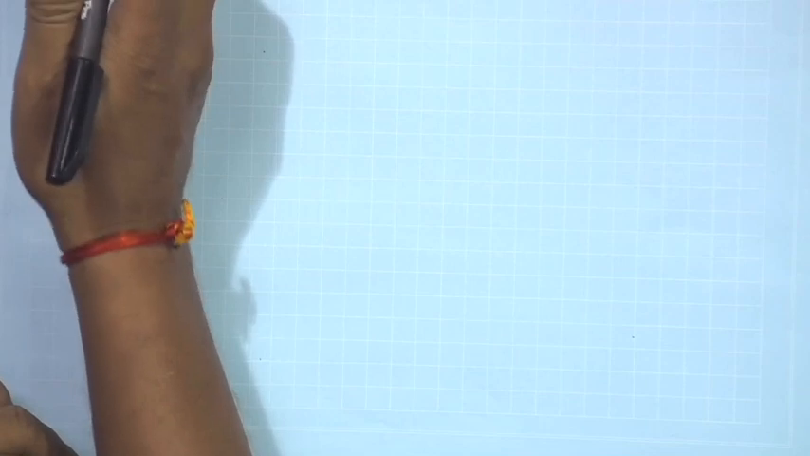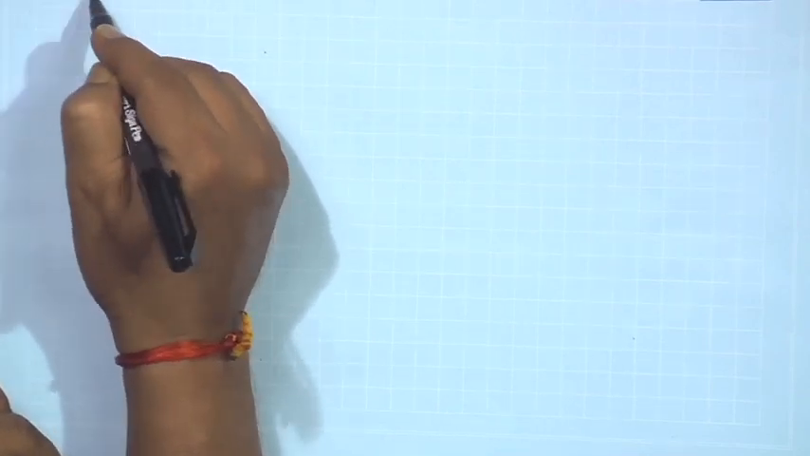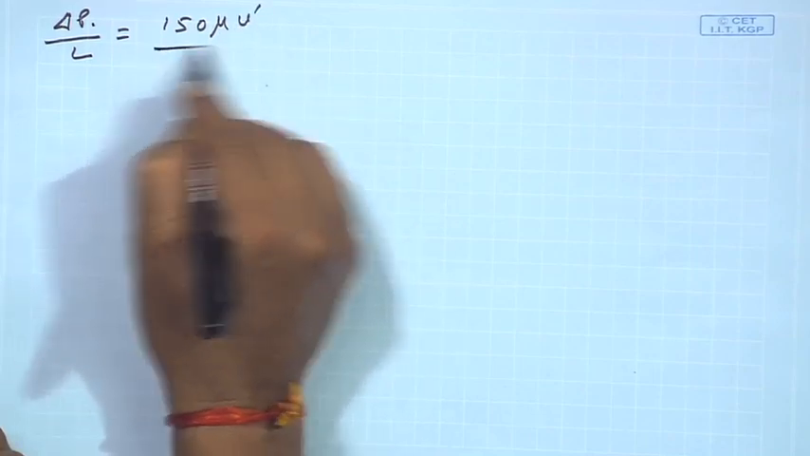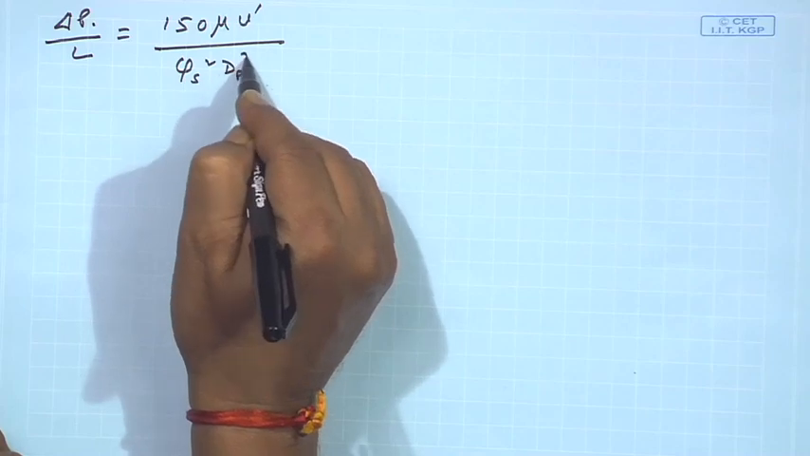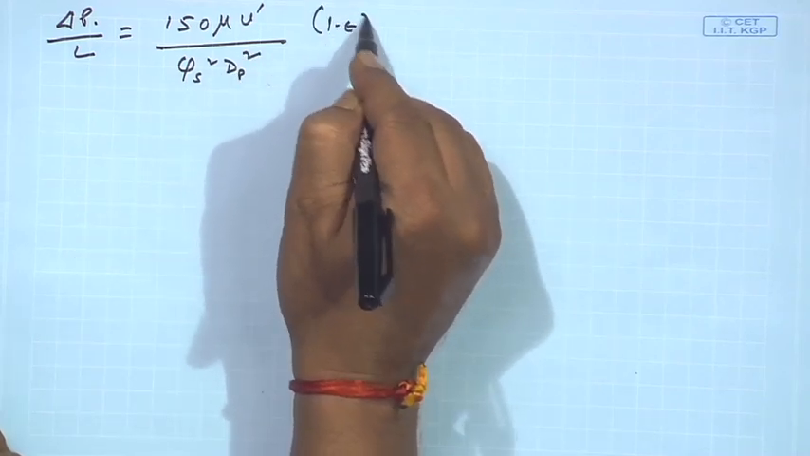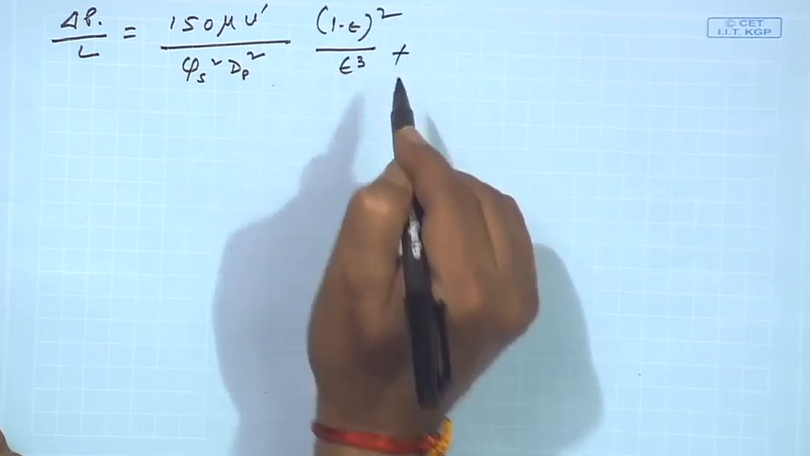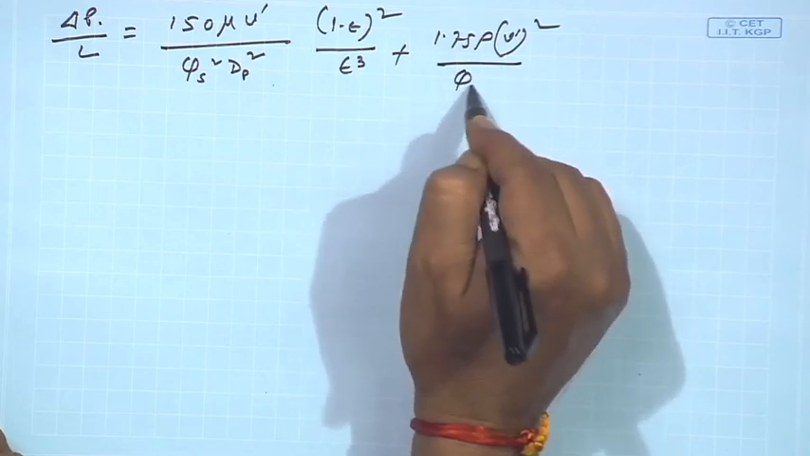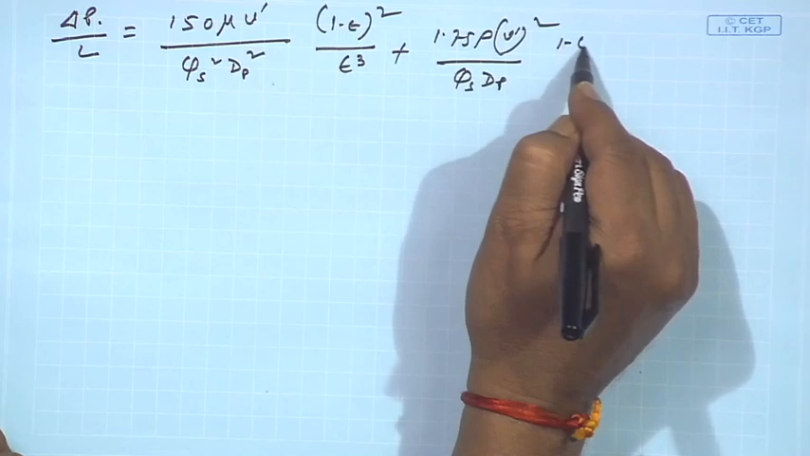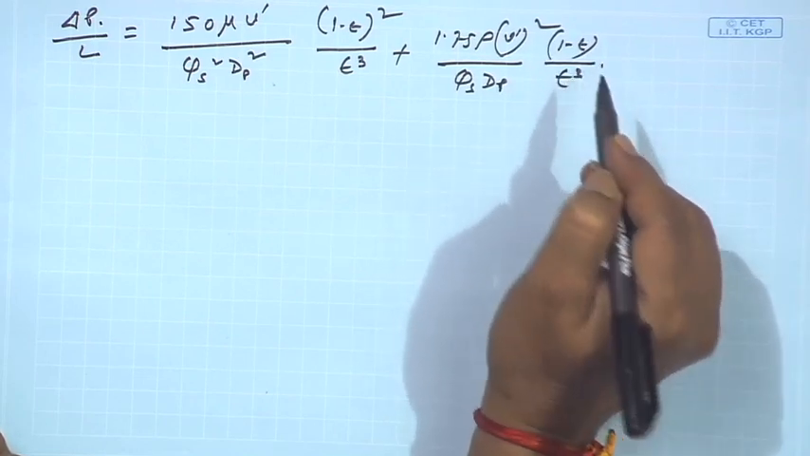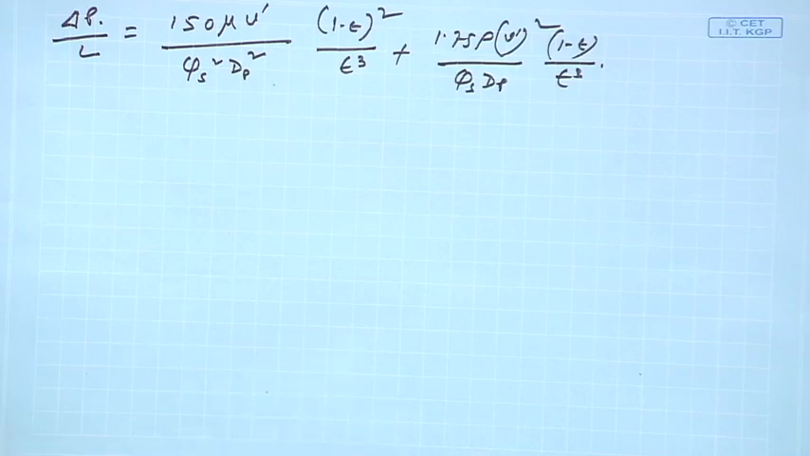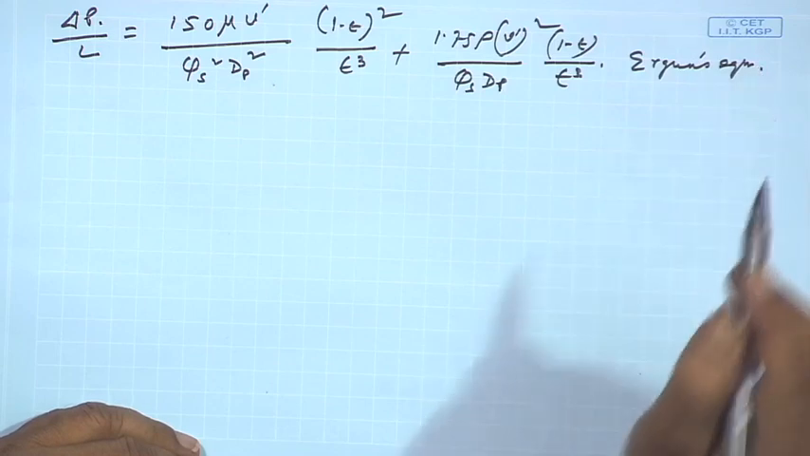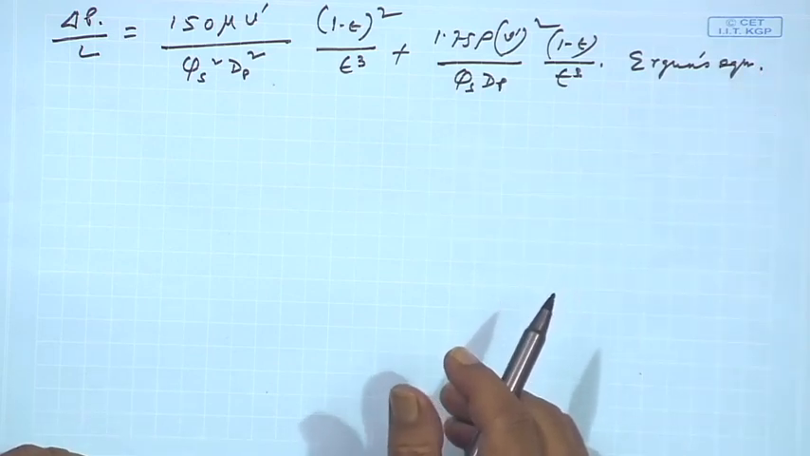Now, we can write Ergun's equation as delta P by L equals 150 mu V prime over phi s square d p square, into (1 minus epsilon) whole square over epsilon cube, plus 1.75 rho V prime square over phi s dp into (1 minus epsilon) over epsilon cube. This is Ergun's equation.